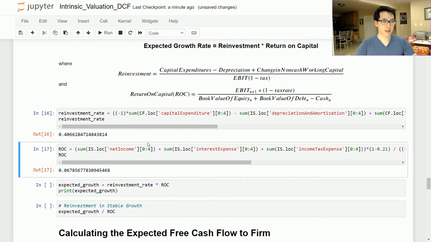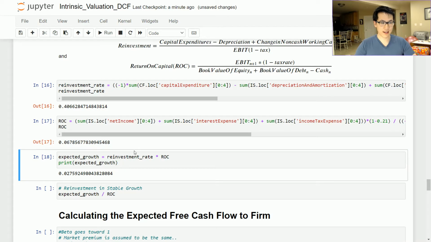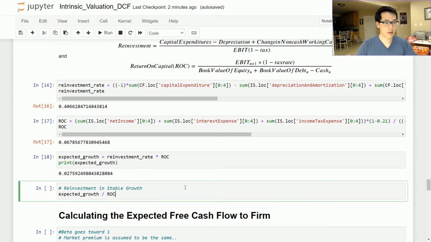I essentially just got all these data points from the cash flow statements and the net income statements, way above there. Makes everything so much easier. And this is my expected growth rate. So I multiplied my reinvestment rate by your return on capital, and this is your expected growth for the foreseeable future. And then you have your reinvestment in stable growth.